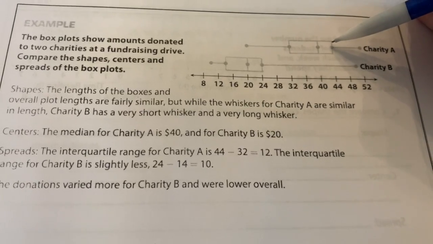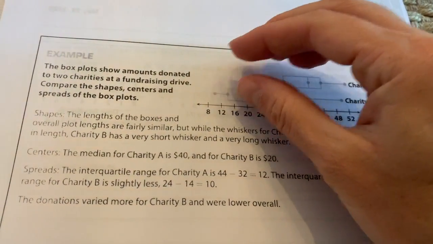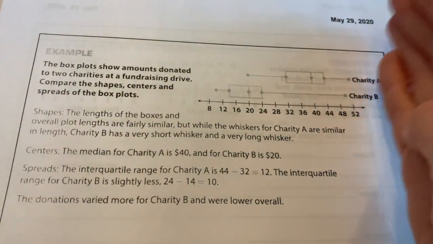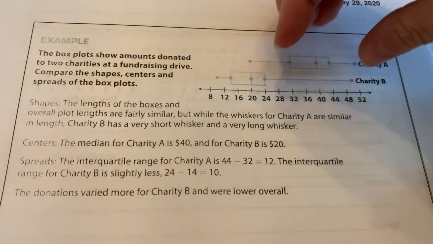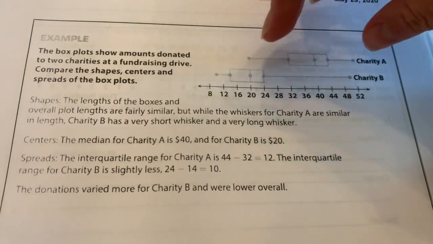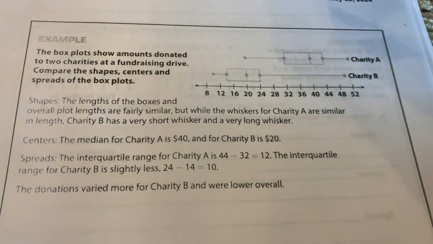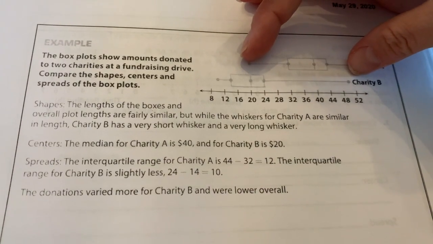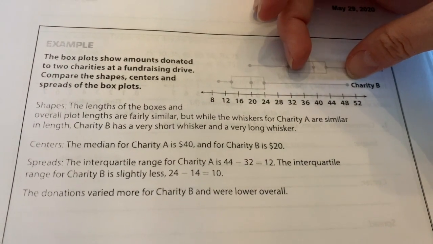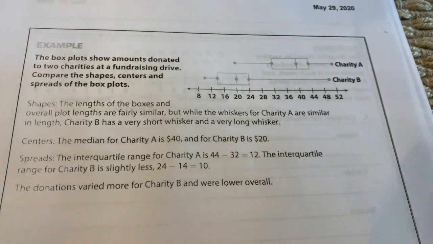So this is charity A up here. Remember that in general, when most of the box is further along in the number line, you can pretty much conclude that whatever that represents is more. So in this case, it's how much was donated. So you can pretty much conclude that for the most part, charity A had more donations. Now, that being said, there's a lot more that we look at.